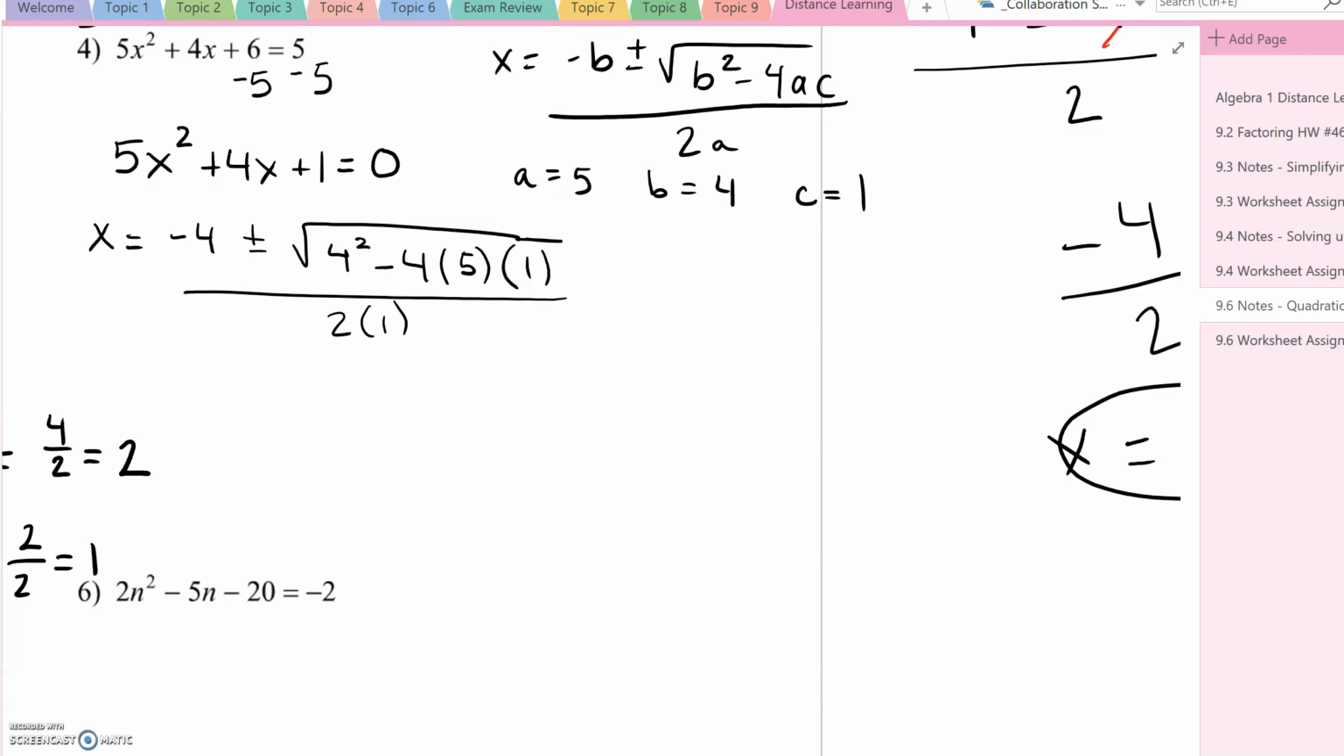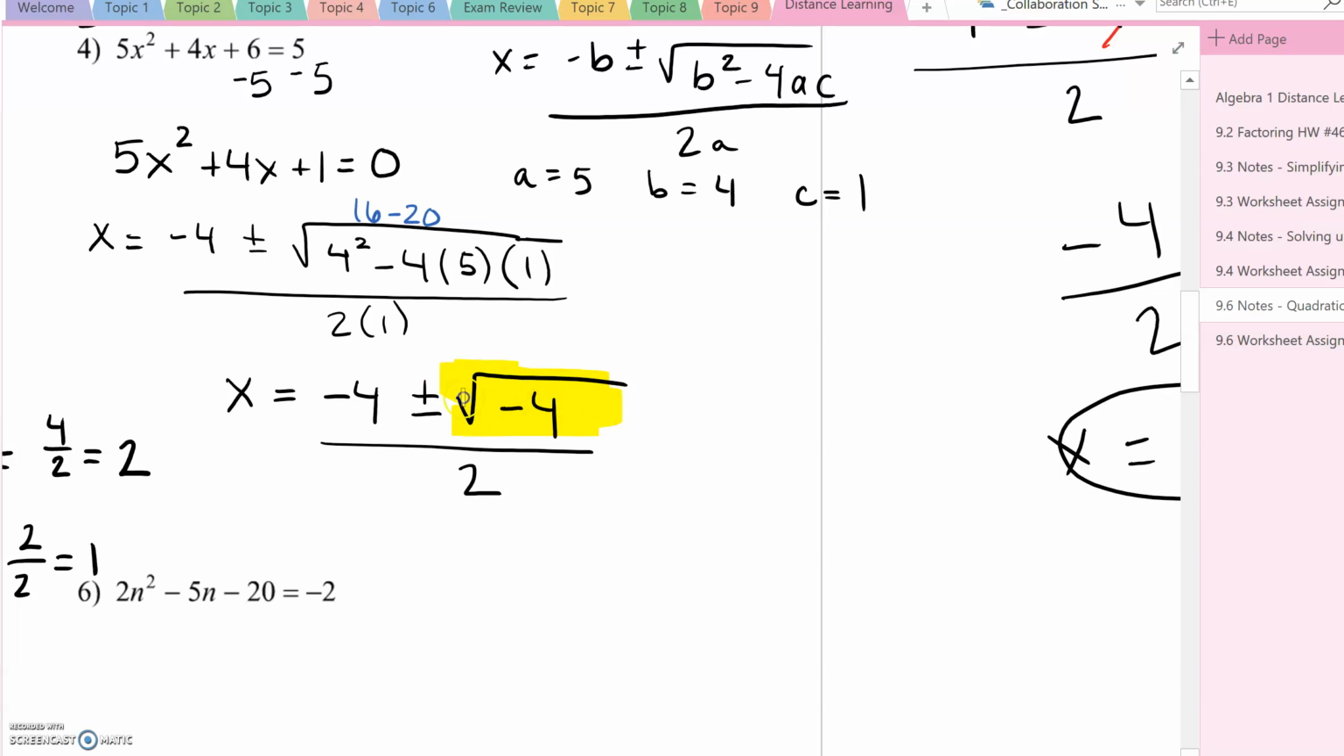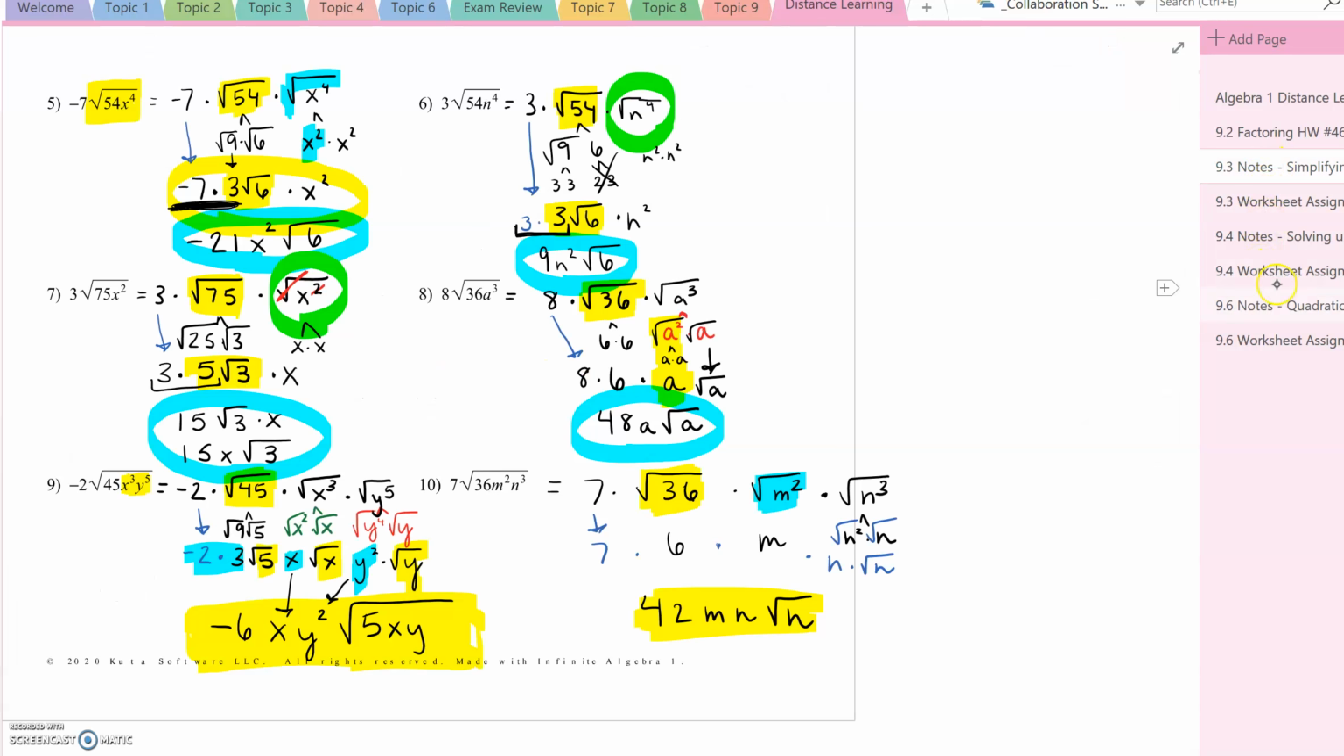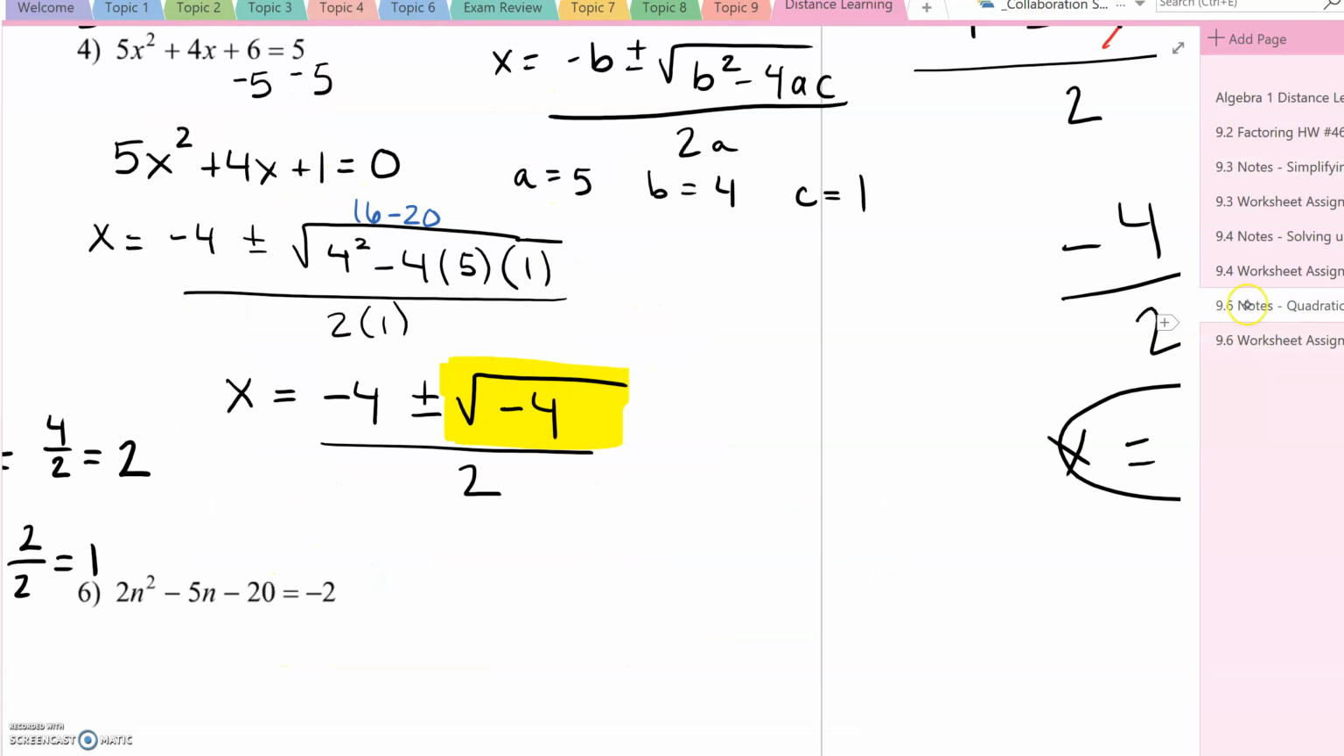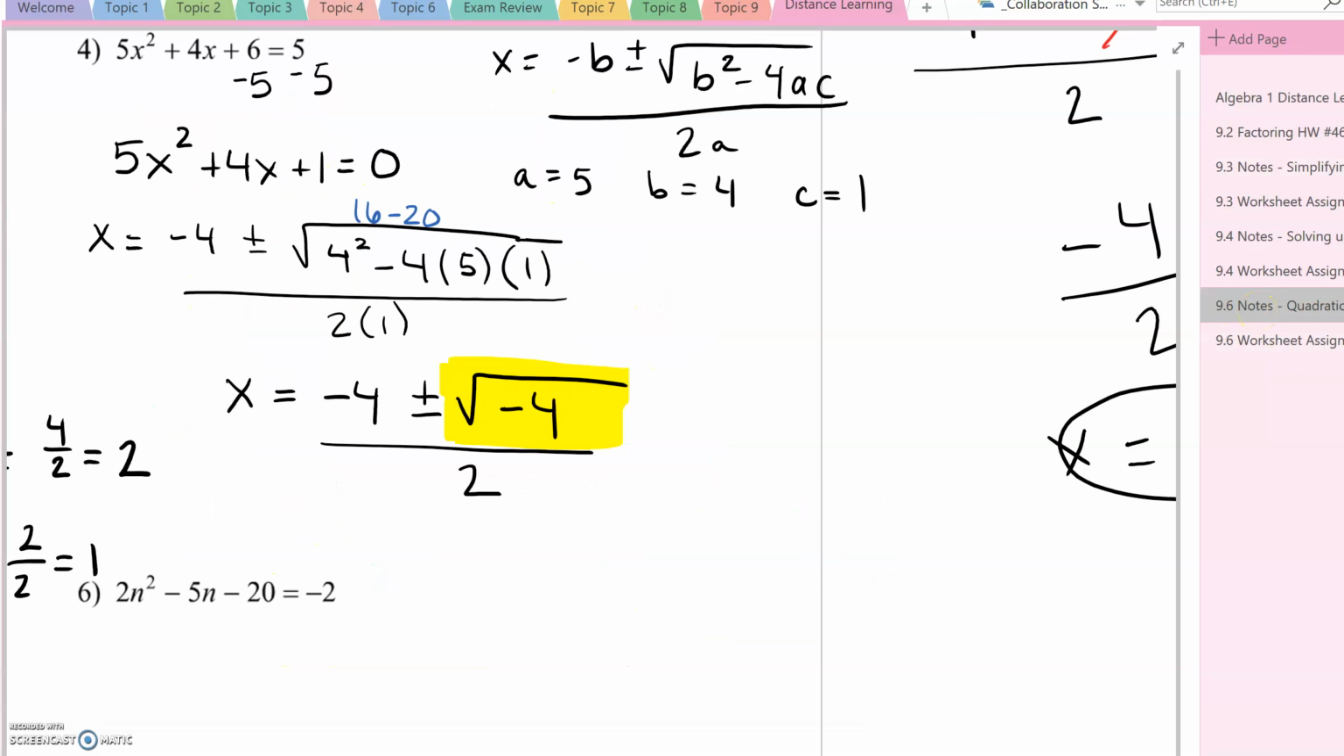Okay, now it's time for some simplifying. So 4 squared is 16 minus 20, because 4 times 5 is 20. So we're ending up with x equals negative 4 plus or minus the square root of 16 minus 20, which is negative 4, all over 2. Can we simplify the square root of negative 4? Think back to what we learned in 9.3. Can you take the square root of a negative number? No, you cannot. So what do you think the answer is here?